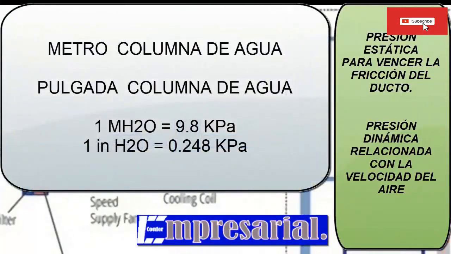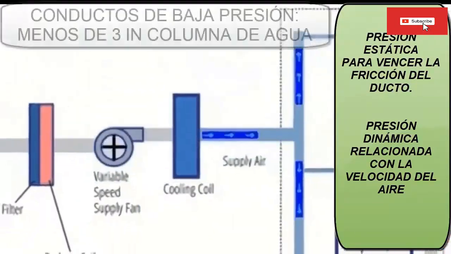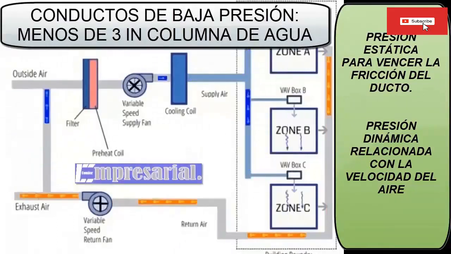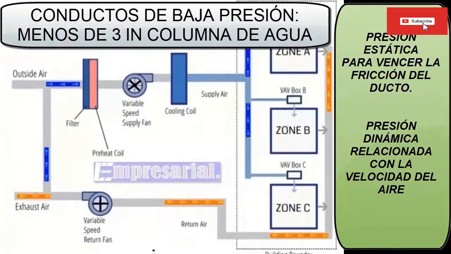Now we are going to classify the air conditioning ducts by their pressure. Low-pressure air lines. These are systems with pressures less than 3 inches of water column. In general, in these systems, the air velocities inside the ducts are less than 1,500 feet per minute.